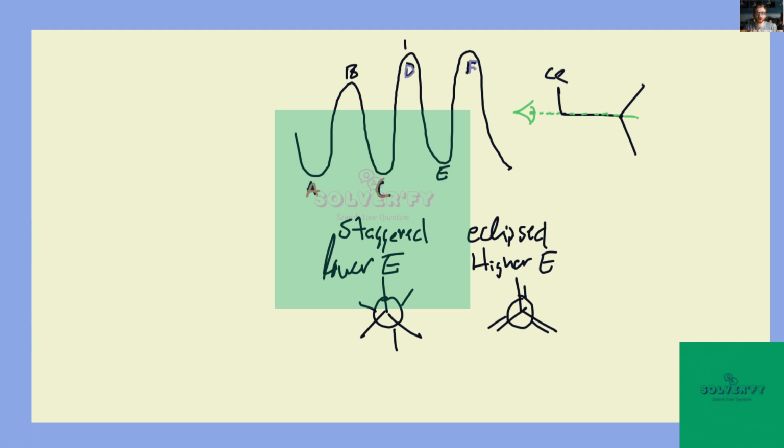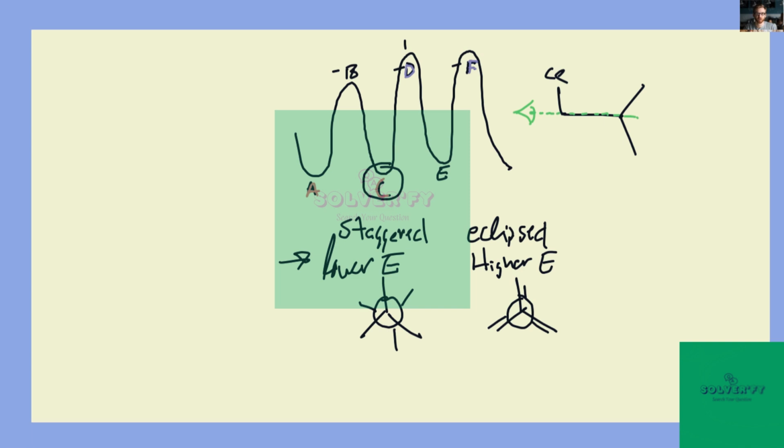Okay, and so if we've been asked to identify the rotation and conformer corresponding to C, then that means it has to be a staggered conformation, because the eclipsed conformations are going to be B, D, and F, the higher energy ones. So it's one of the possible staggered conformations.